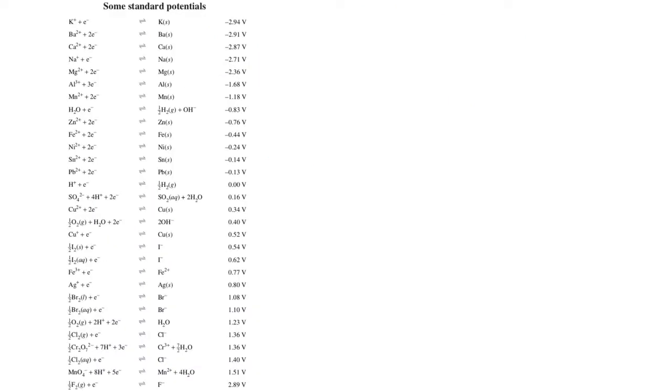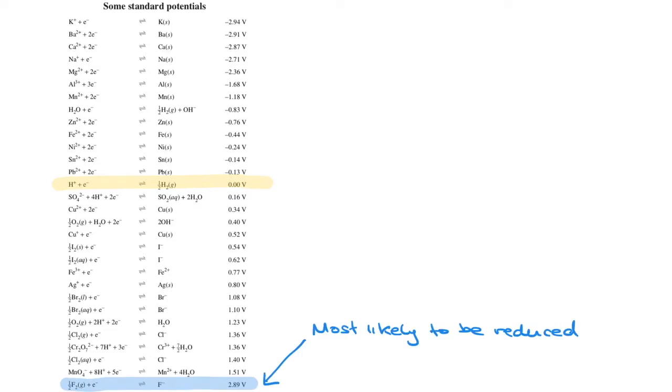All elements listed on data sheets that have standard reduction potentials have been measured against the hydrogen half cell under standard conditions, which allows for comparisons. Generally, the more positive the EMF, the more likely it is to be reduced. Obviously, something needs to be oxidized as well, so the reaction listed on your data sheet must be reversed to reflect this.